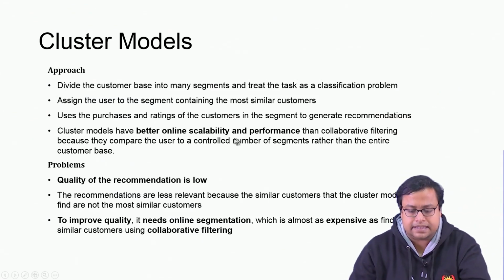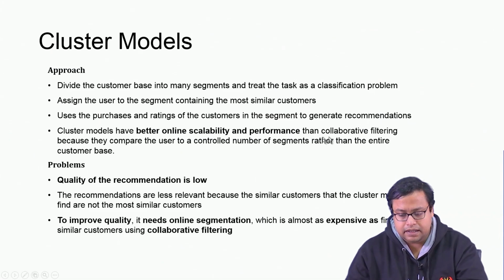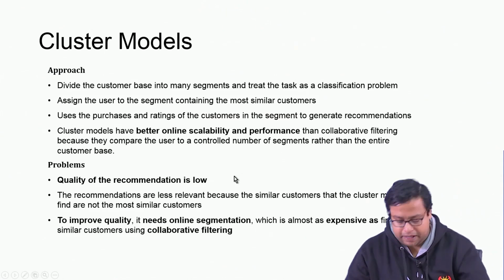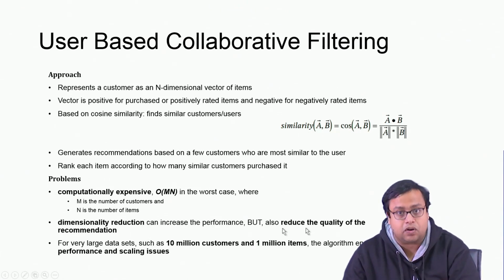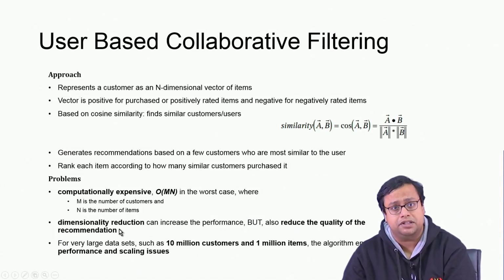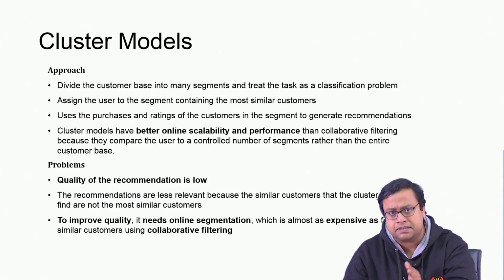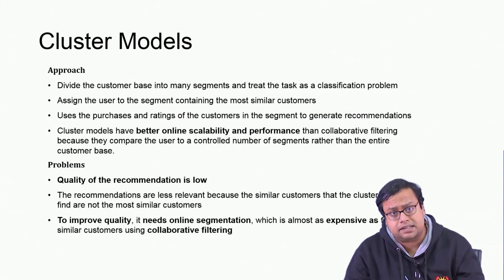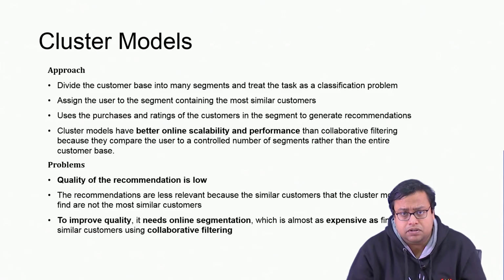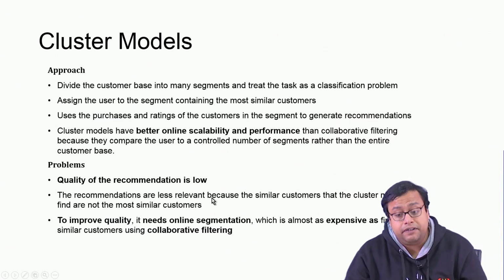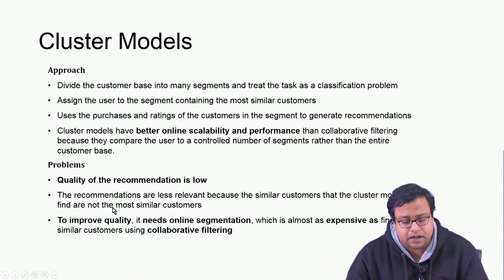Cluster models have better online scalability and performance, obviously, than collaborative filtering, because they compare the user to a controlled number of segments. What is the problem? As I told, quality is an issue. It reduces the quality of the recommendation when you do dimensionality reduction. This is also one type of dimensionality reduction, but here you are not reducing the dimensionality in terms of the number of items, you are reducing it in terms of the number of users, but that also reduces the quality of the recommendation that you are giving. And the recommendations are less relevant because the similar customers that the clusters find are not the most similar customers.